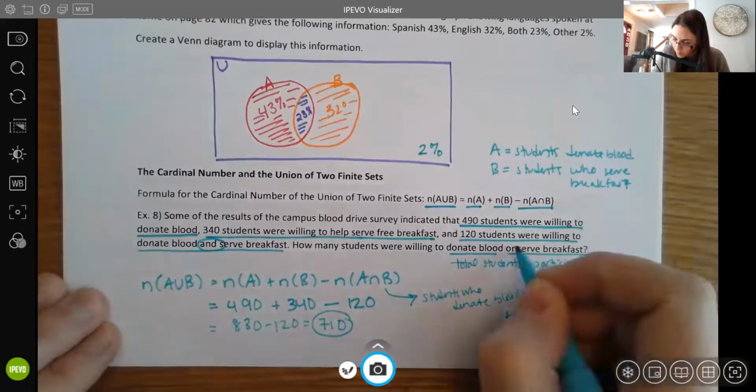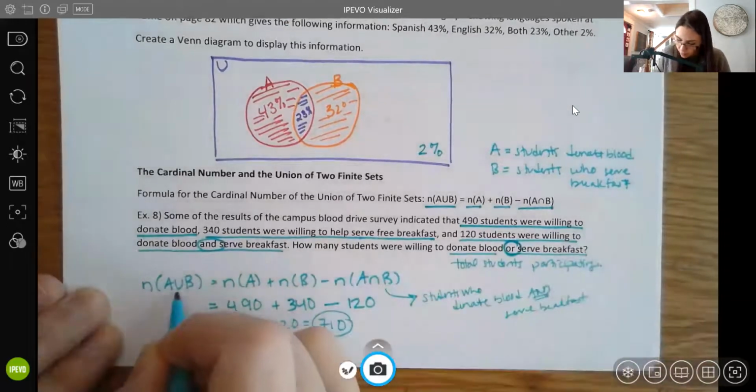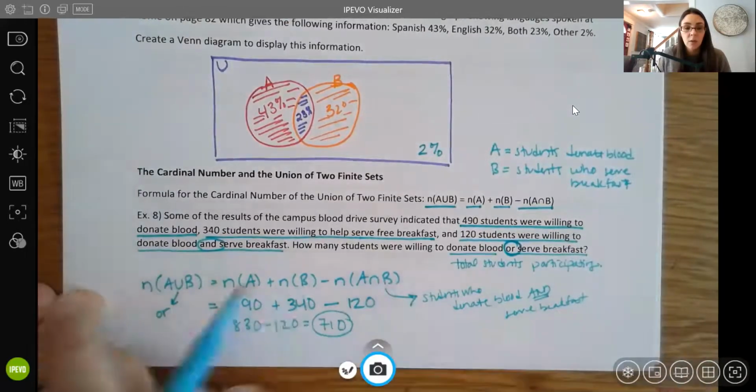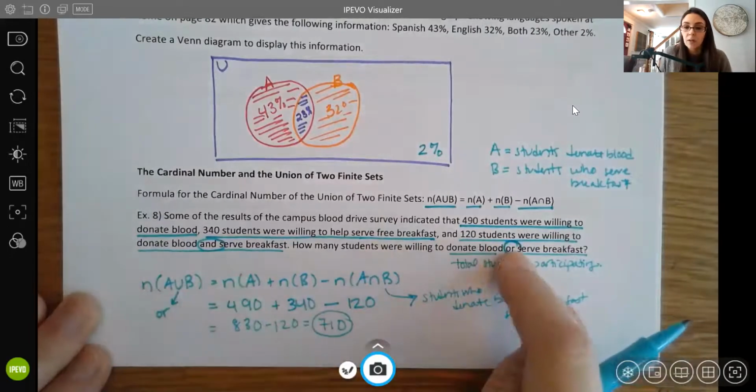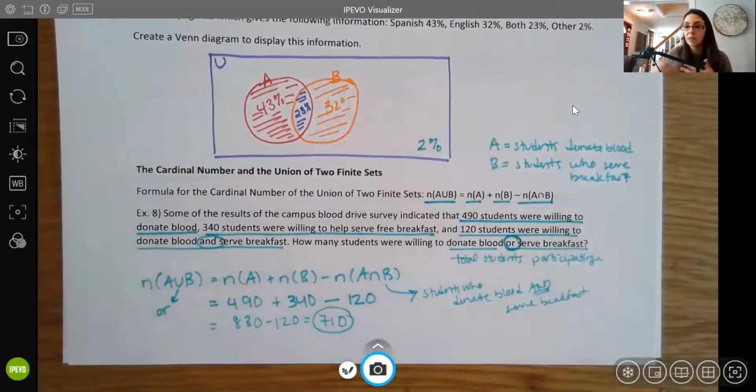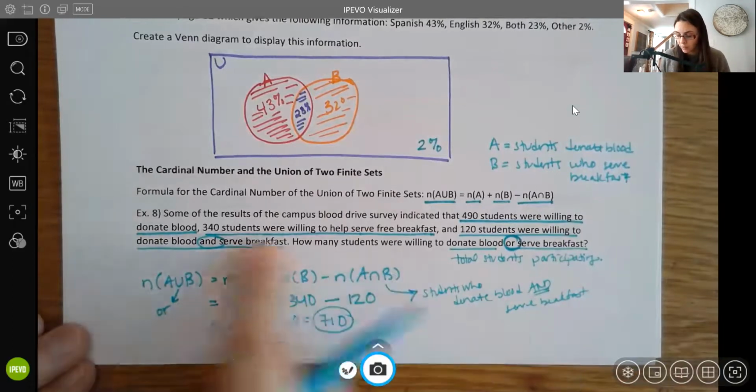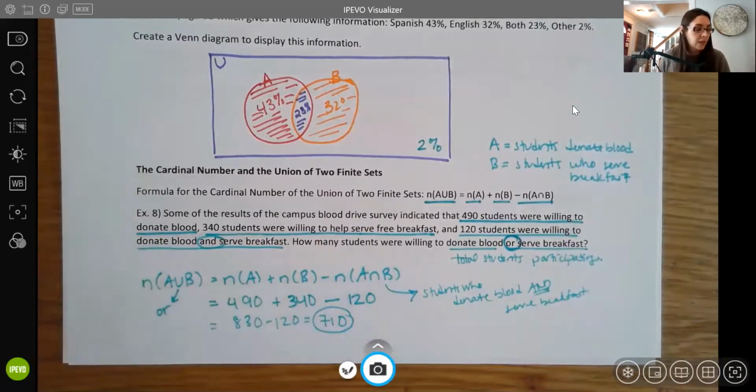And again, notice this word "or" here. "Or" refers to a union. So that's why we can use this formula. We're talking about "or." So how many students who serve breakfast or who donate blood. So we have to make sure we don't double count those who are doing both. So we can use this formula here, and we see that there are 710 unique students who are either going to donate blood, serve breakfast, or do both.